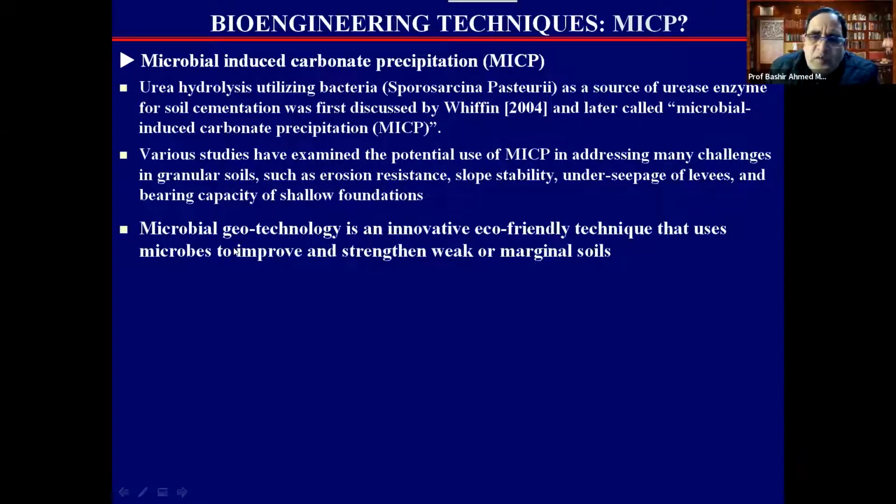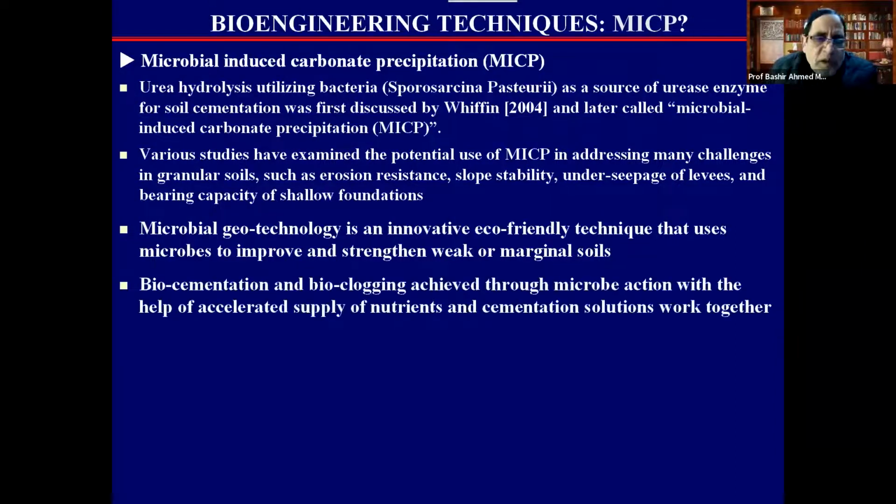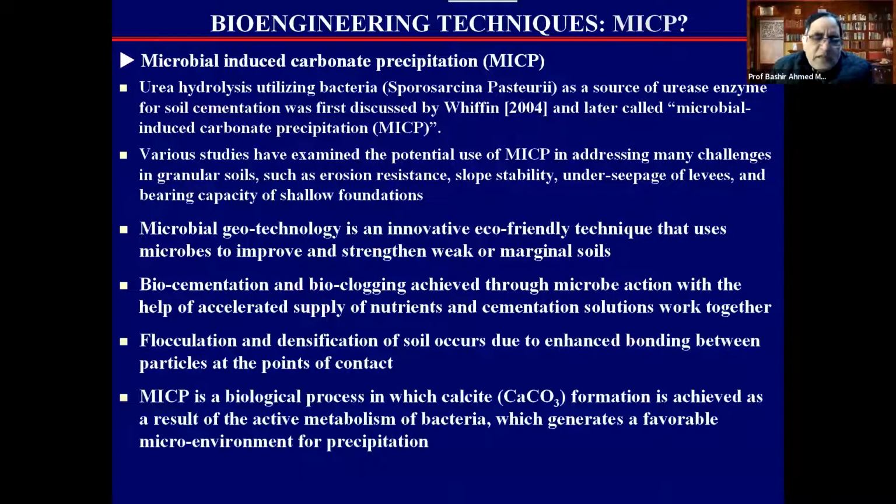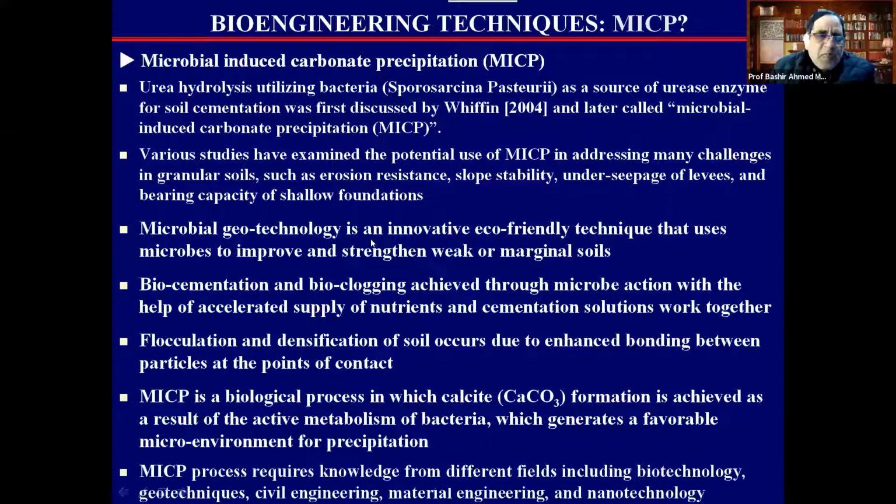This is an innovative, eco-friendly technique that uses microbes or bacteria to improve and strengthen weak soils. Biocementation and bioclogging, achieved through microbe action with the help of an accelerated supply of nutrients and cementation solutions, work together in this technique. Flocculation and densification of soil occur due to enhanced bonding. Because of bonding, shear strength is increased and compressibility is reduced because of particle-to-particle contact. This technique is a process in which calcite formation is achieved as a result of the active metabolism of bacteria, which generates a favorable microenvironment for the precipitation.